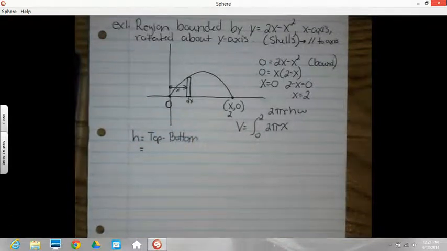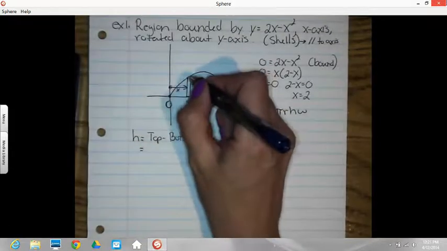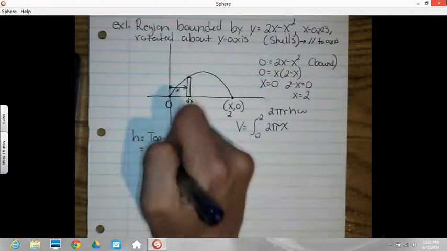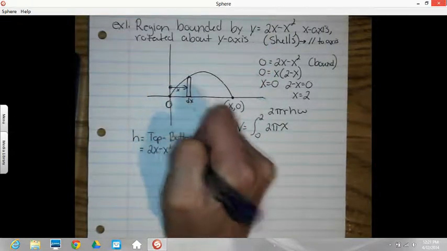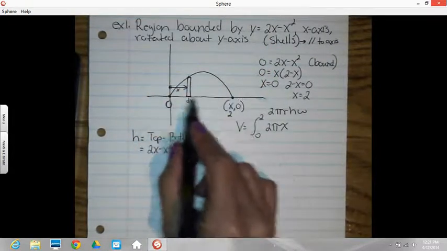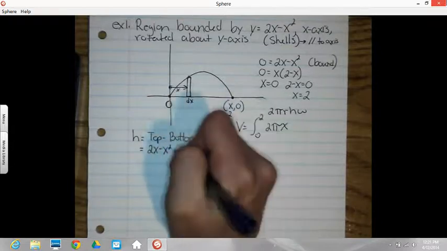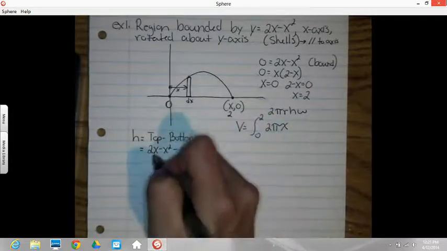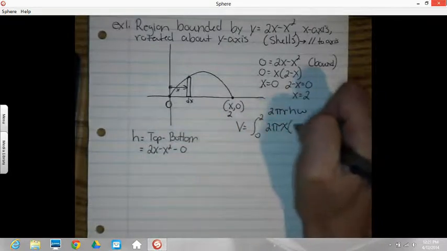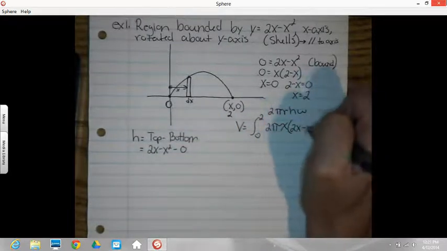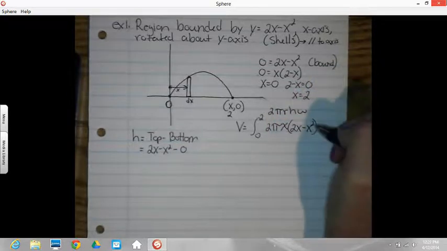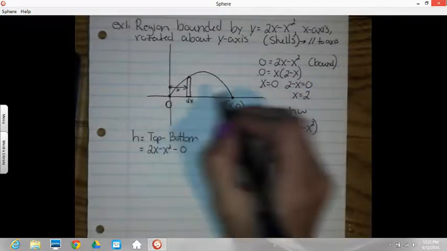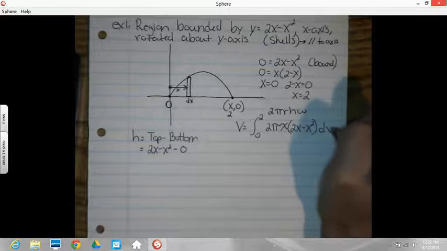So the top is the function. That's 2x minus x squared. The bottom is the x-axis. That's the line y equals 0. So 0 is my bottom equation. So it's just 2x minus x squared. So in parentheses, my height is 2x minus x squared. And my width is that dx that I already wrote down. That helped me decide what I wanted to see all the way through here with x's.